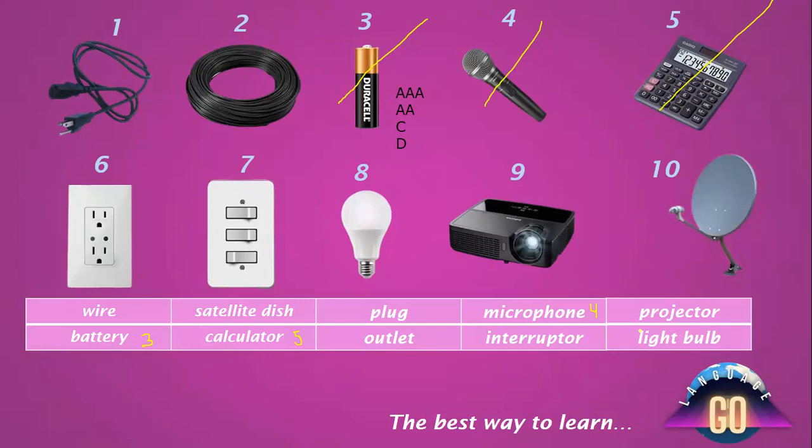Picture 8, light bulb. Exactly. Picture 8 is a light bulb. You got it. Picture 9, projector. Yes, of course. Picture 9 is a projector. Picture 10, satellite dish. Okay, listen to the pronunciation, Carlos. Satellite. Satellite dish. Exactly. Do you remember this company, Carlos? Dish? Yes. That's the reason why it's Dish. Wow. Okay. What else, Carlos? Satellite dish. Okay.